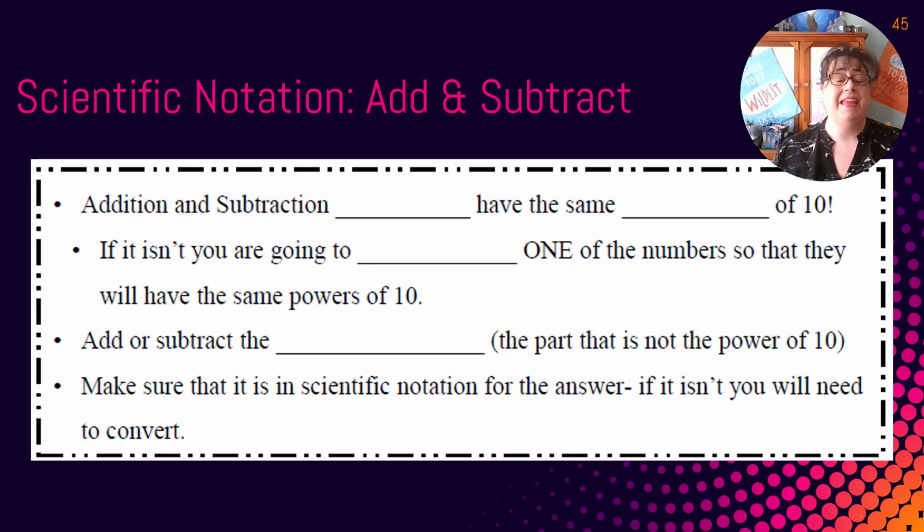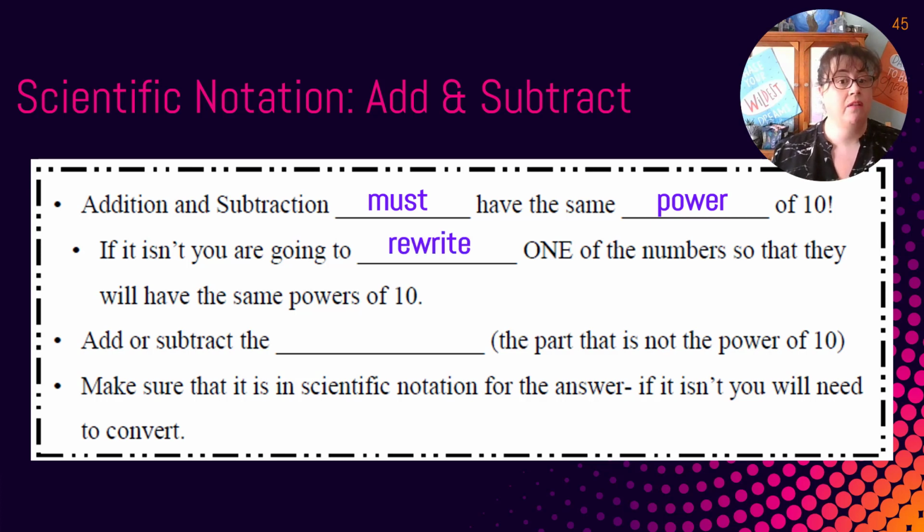So we're going to begin with just how we do this. We're going to outline some of our ideas, and then we're going to practice them. So addition and subtraction must have the same power of 10. In other words, when we're looking at the two numbers that we're going to add and subtract, we want to make sure that we have the same power of 10 with those numbers that are written in scientific notation.